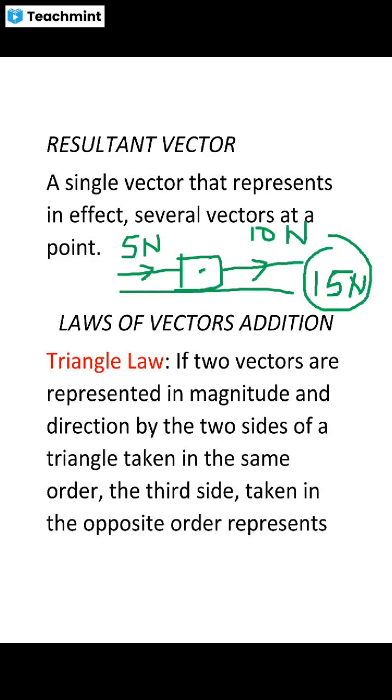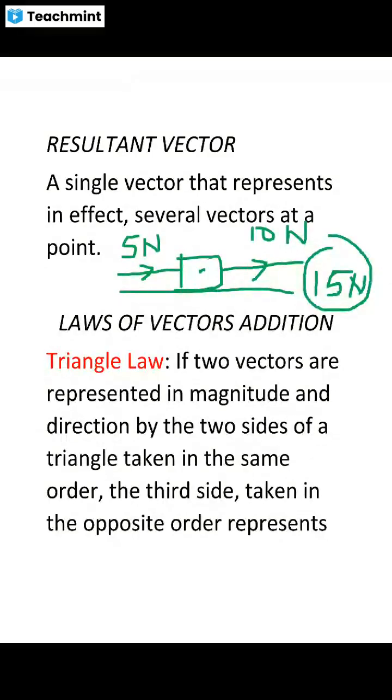So, what is a resultant vector? A resultant vector is a single vector that represents, in effect, take note, it is in effect, not magnitude and direction, several vectors at a point. So, there's another property of vectors that we need: adding vectors together.